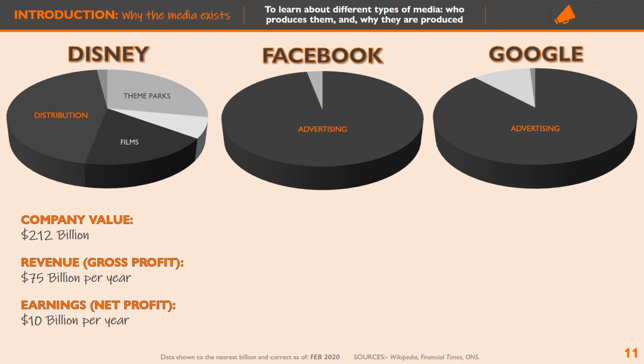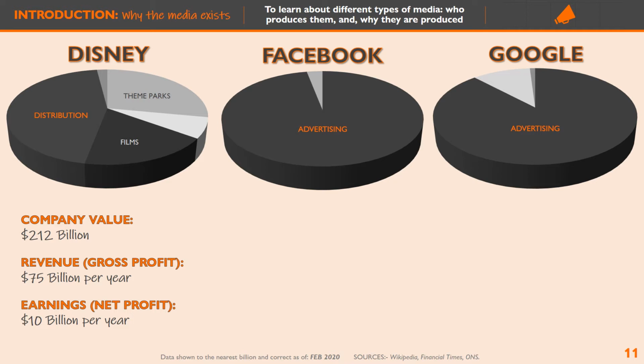Here you can see three big media companies and the amount of money that they generate. Looking at Disney, you can see that theme parks and films do bring in quite a lot of their money, but actually the majority of their money comes from distribution. So at the moment, that's things like Disney Plus and selling DVDs. Underneath you can see the company value. At the moment of making this lesson, Disney is worth $212 billion, with a revenue, that's income, of $75 billion a year. Their profit is only about $10 billion a year, meaning they spend roughly $65 billion a year to earn that $10 billion.